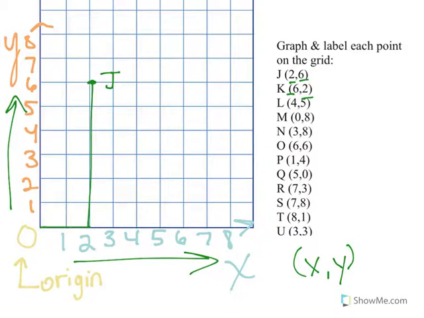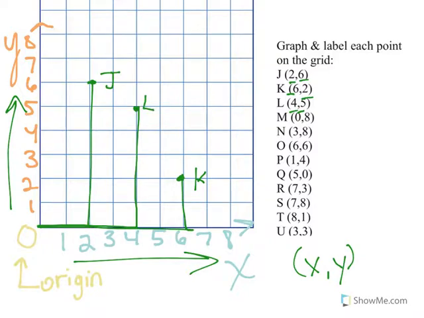Cool, right? All right, so for K, my x coordinate is 6 and my y coordinate is 2. So I move 6 on my x-axis and 2 on my y-axis. That's where we plot K. For L, my x-coordinate is 4 and my y-coordinate is 5. So we move on our x-axis 4 and on our y-axis 5. And that's where we plot point L.